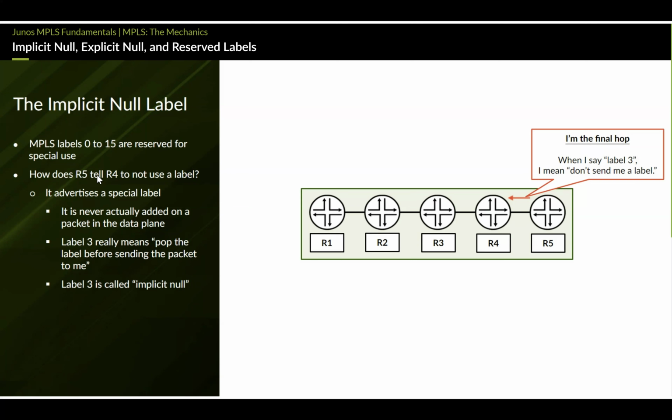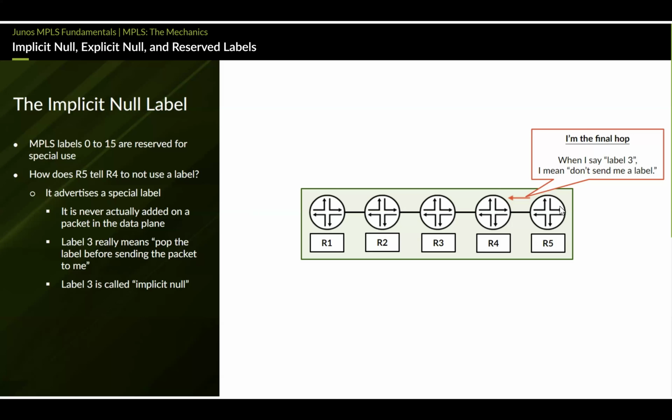How does router 5 tell router 4 not to use a label? It advertises a special label. Not to use a label means router 5 advertises one label, and the label value is 3. In that case, router 4 doesn't send or swap a label, and sends the packet to router 5 without one. This is the special label, label 3. It is never actually added to a packet in the data plane. Label 3 really means pop the label before sending the packet to me. Label 3 is called implicit null.